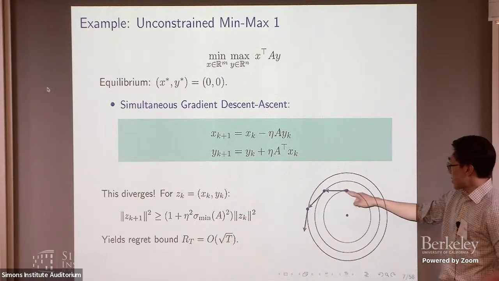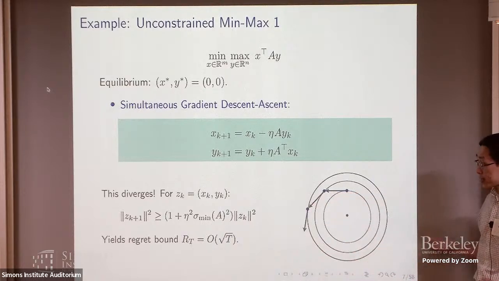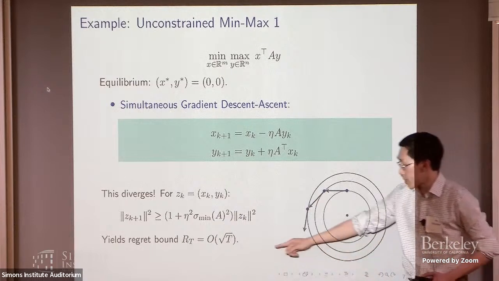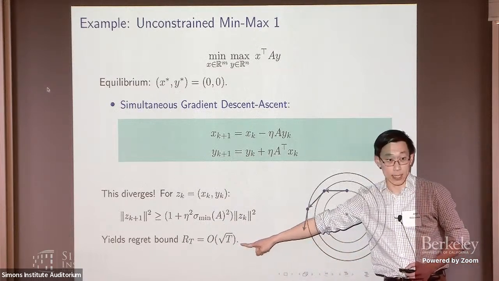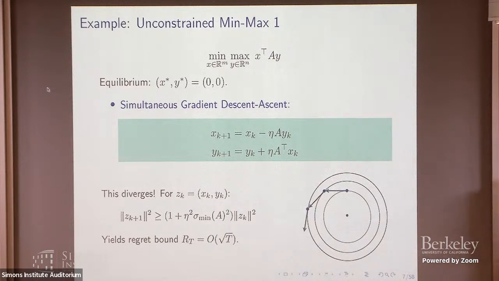So the iterates themselves diverge to infinity, and yet when you average, you can show that this still gives the classical regret bound of square root T for the forward method. Right? Okay, so this is for the gradient ascent.